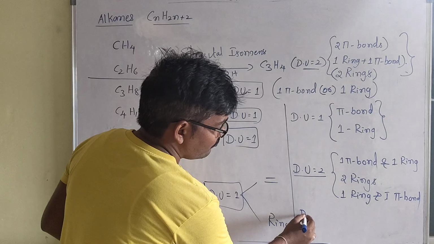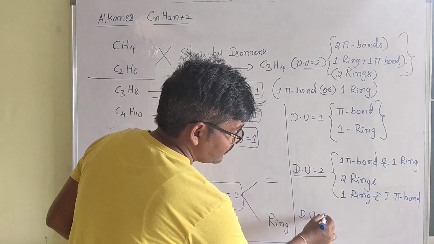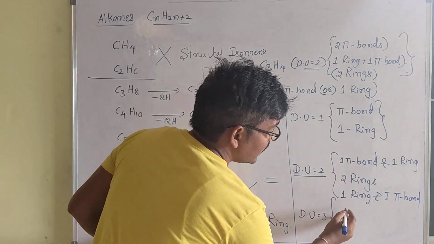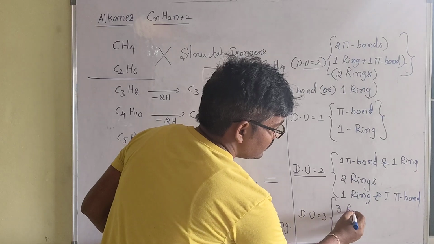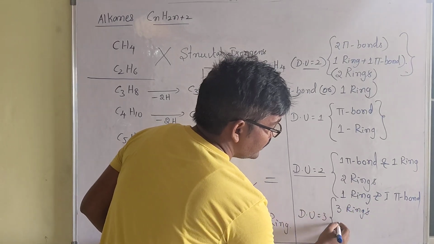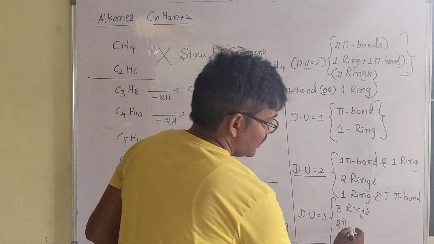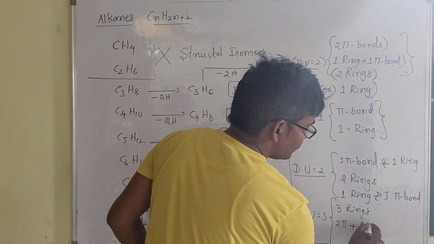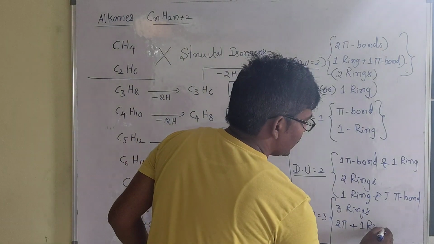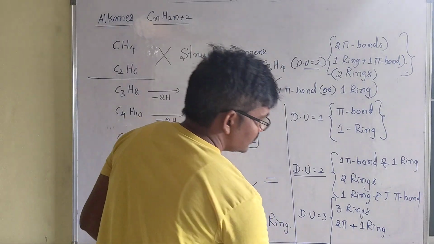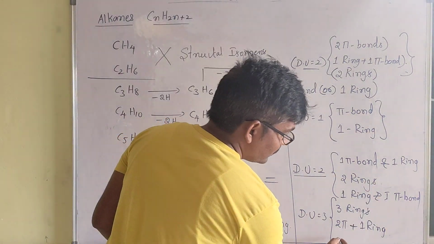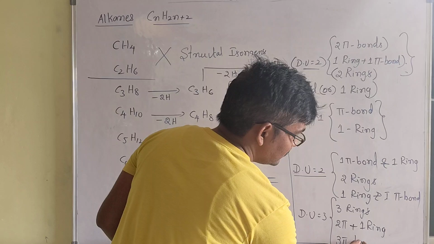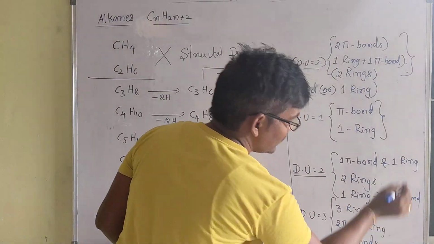In case degree of unsaturation is equal to 3, then 3 rings are possible. Then 2 pi bonds plus 1 ring is possible. Or otherwise, 3 pi bonds are also possible. That you have to remember, my dear students.